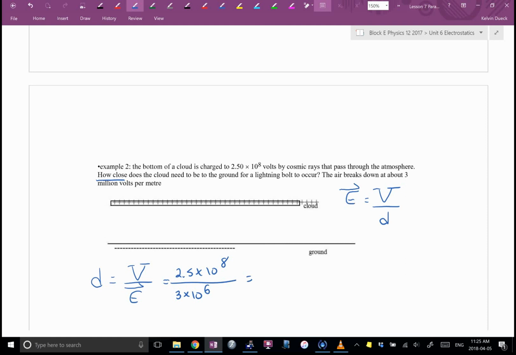I'm going from memory. I didn't do this one in my head. I think you get 83.3 repeating. Is it right? Okay. 83.3 meters. What if the cloud was 85 meters above the ground? Could lightning occur?